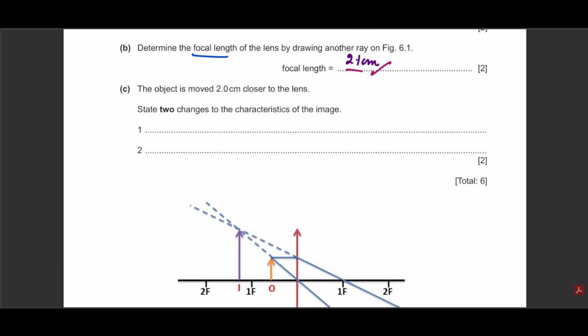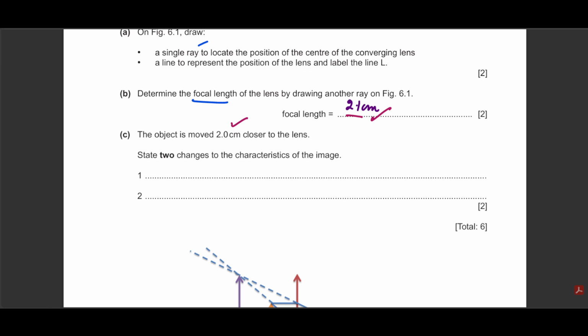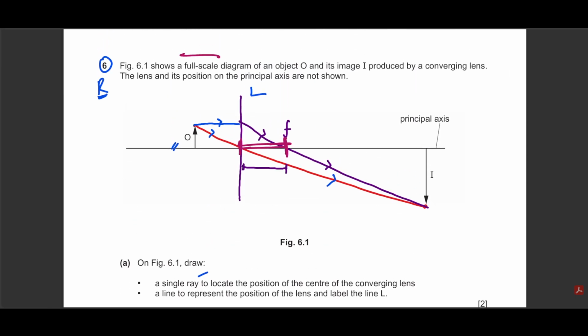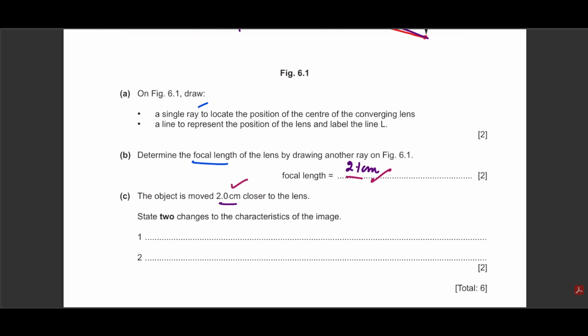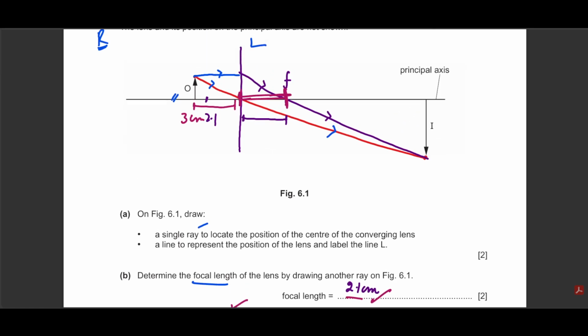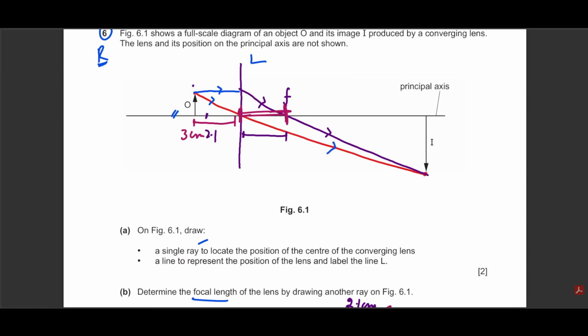He says the object is moved 2 centimeters closer to the lens. Now, this is where it gets interesting. So we know for a fact today that the focal length is going to be 2.1. And if you take the actual measurement from this diagram, the object is generally at 3 centimeters. So the focal point is at 2.1. He says it is moved 2 centimeters closer. So you're moving it 2 centimeters in this direction from its 3 centimeter position.